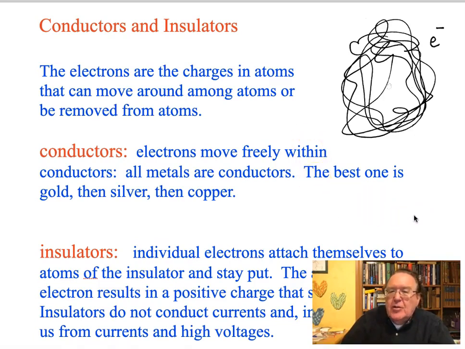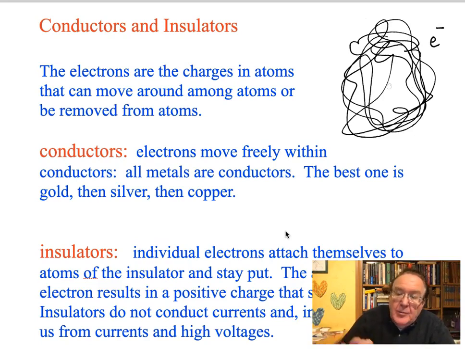But basically, functionally, his theory was correct, because electrons do act like a fluid, and they move throughout metals and so on. So what are insulators? In an insulator, you can have individual electrons attach themselves to an atom of the insulator, and the electron will stay put. It's kind of fixed on that atom, and it doesn't move around to other atoms.